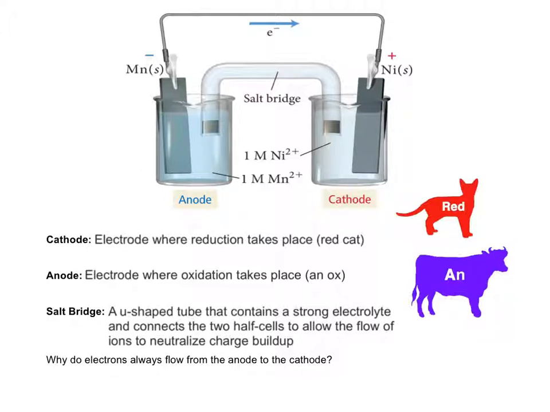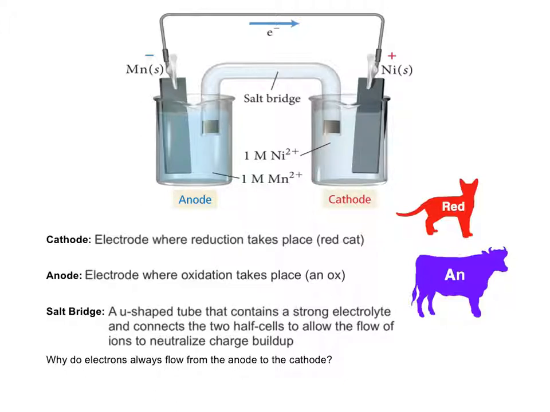It could be any salt that's not going to participate in the reaction, and then the little plugs here at the end are semi-permeable, and what that means, they're usually made of glass wool, is that the ions can move freely back and forth between the salt bridge and the half cell.